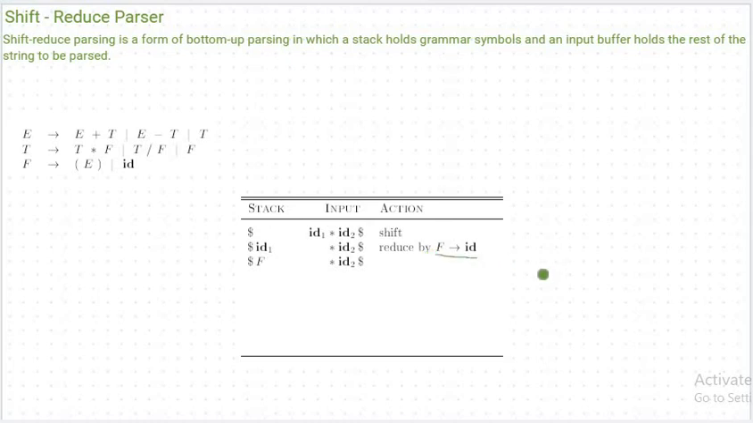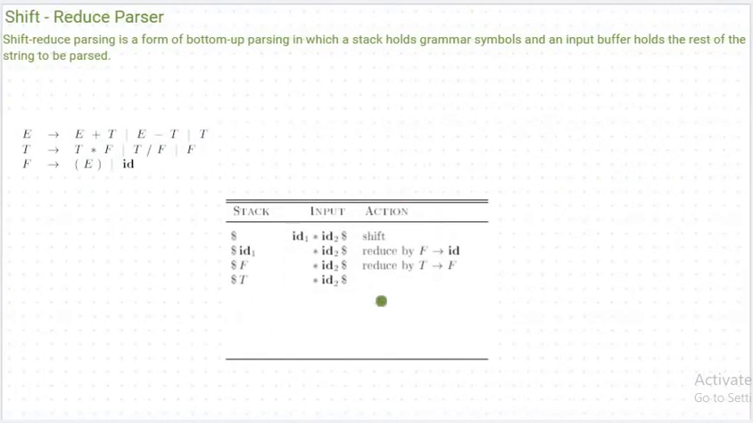F tends to ID. Next, again you can try to reduce this F. Check whether any production rule matches this F. Yes, you have a production rule. What is the rule? T tends to F. By using that production, T tends to F, you can reduce that F as T. Okay, fine, now it has been replaced.